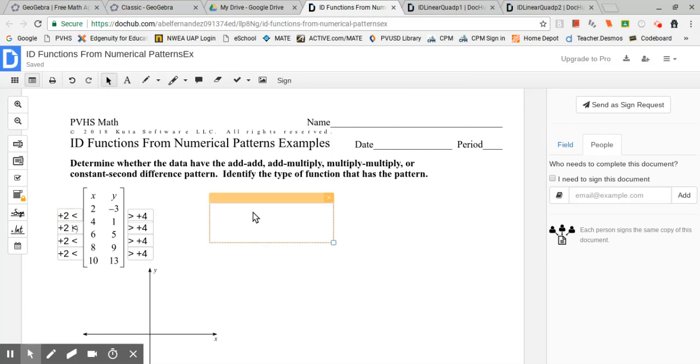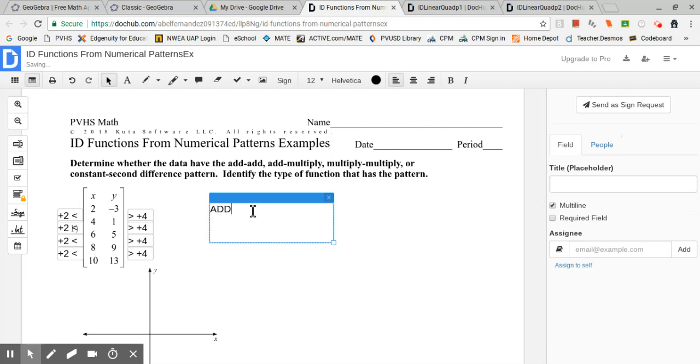So this is called the add property of linear functions. Add property of linear functions. So what does that mean? That means that A, this function is linear.